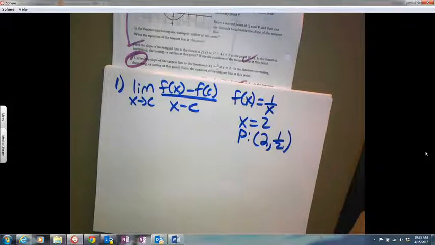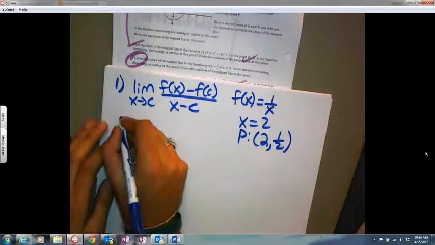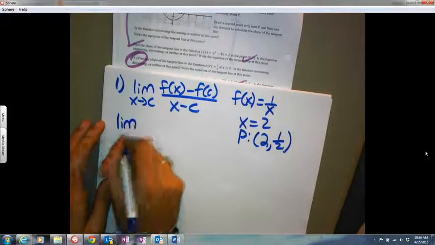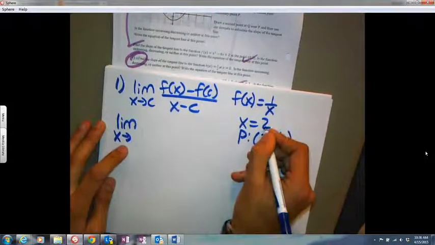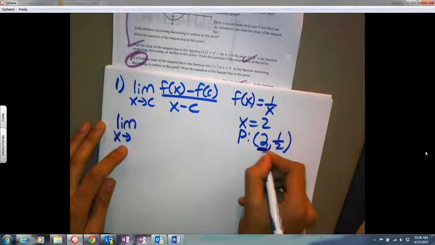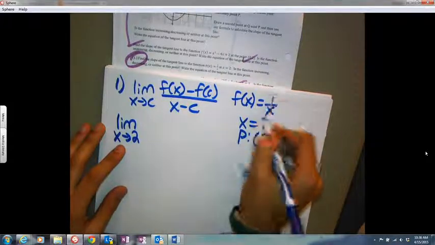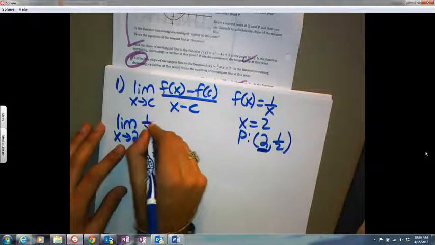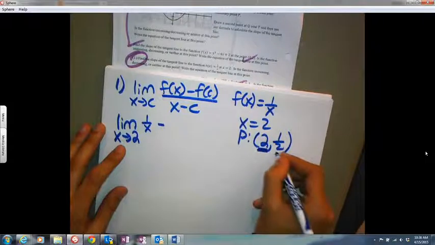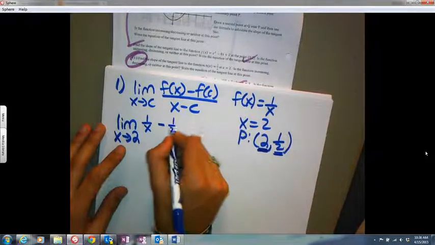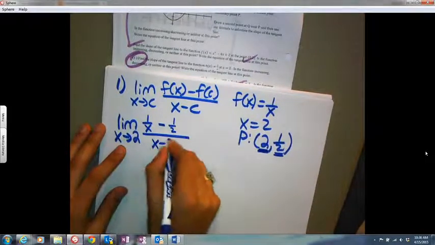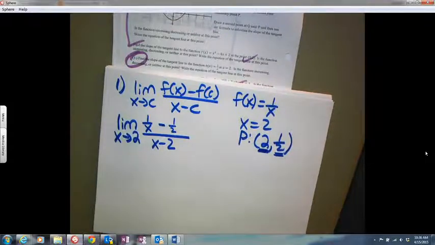So you want the limit as x approaches c. C is 2. C is the x-coordinate of the point they give you. f of x, that's 1 over x, minus f of c, 1/2, all divided by x minus 2. Questions on how we got this? The hard part with these is often making this. Once you make this, we're often in good shape.